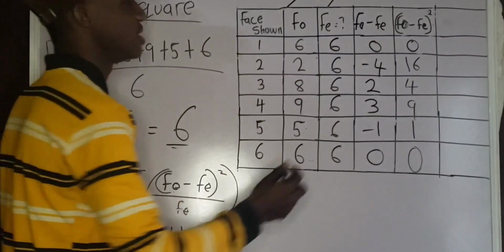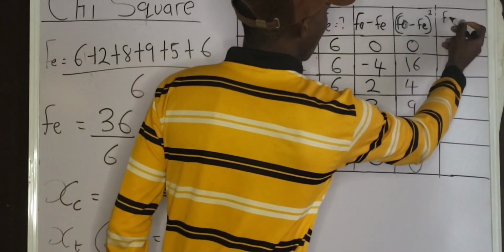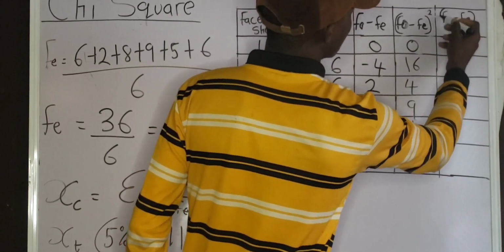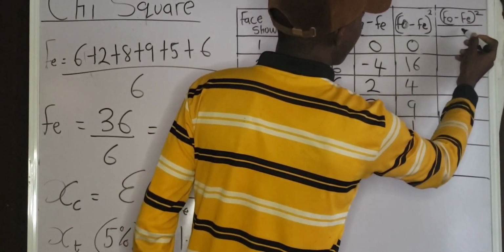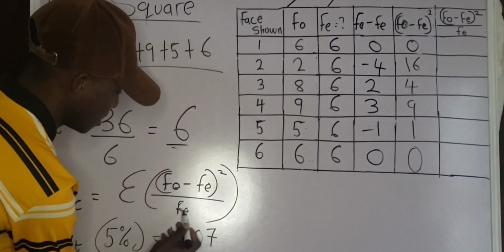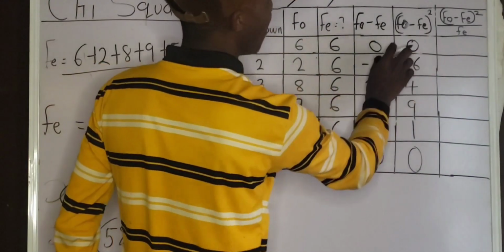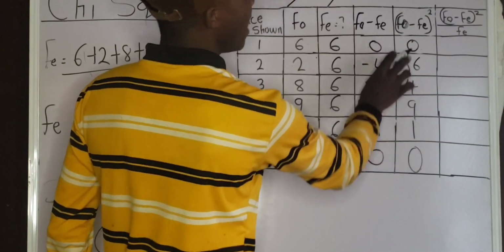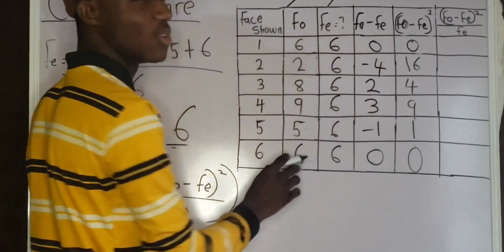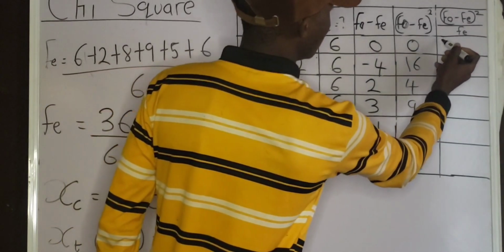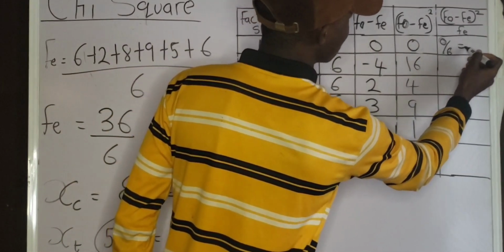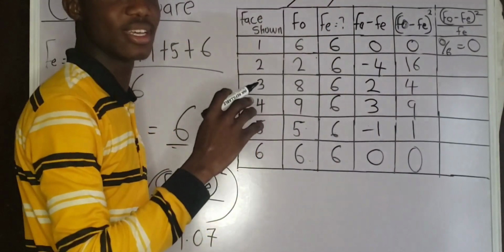So let us proceed. For this, I'm going to have F observed, face observed minus the face expected squared all over the face expected. Do you understand? Just like taking this formula, okay? And I've already squared, this is the face expected square. So, I'm going to divide all the value in this column by the expected, okay? So, for these cells, that will be 0 divided by 6. 0 divided by 6, that is what? 0. Do you understand? Okay?